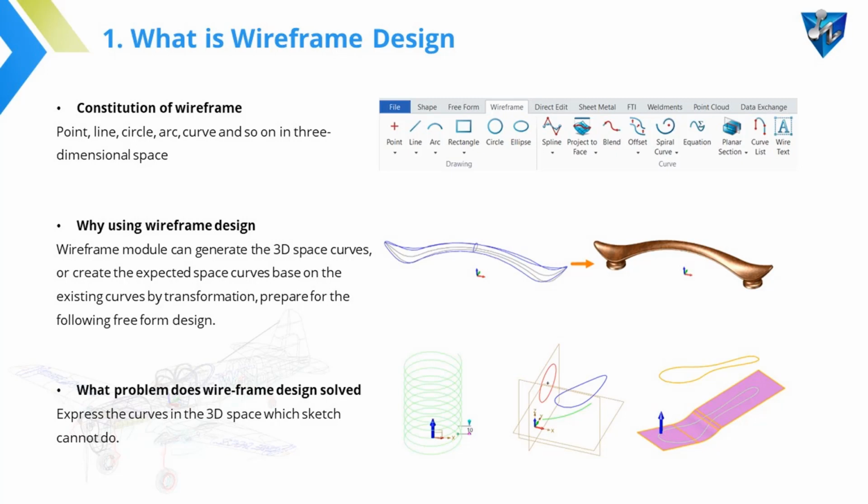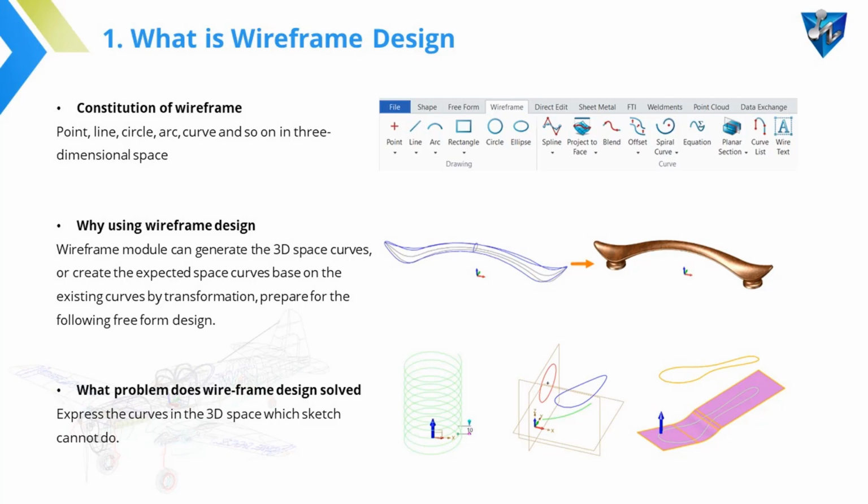Similar to sketch, wireframe consists of point, line, circle, arc, curve and so on. But the difference is, the sketch is arranged in 2D space whereas wireframe is in 3-dimensional space. Some may ask, why use wireframe design in 3D modeling?